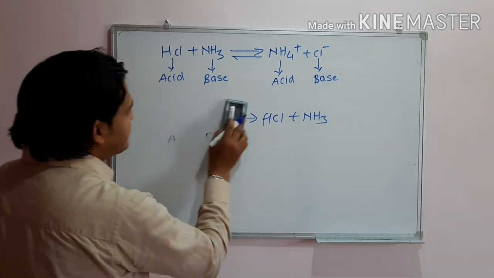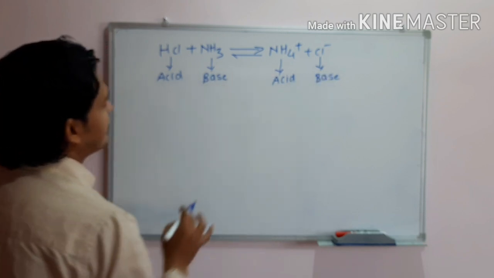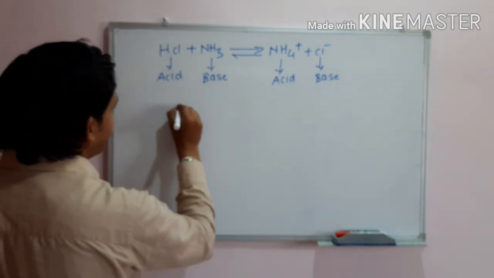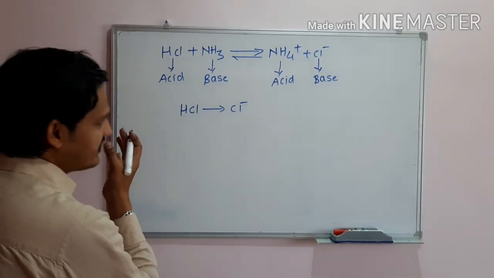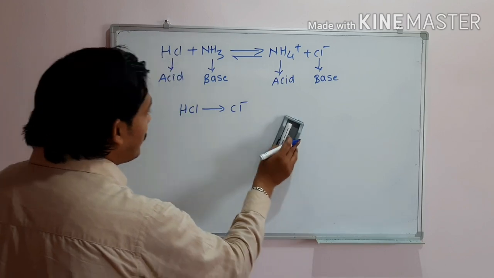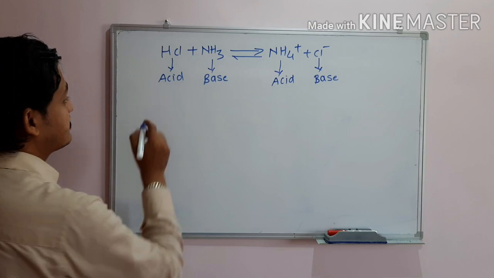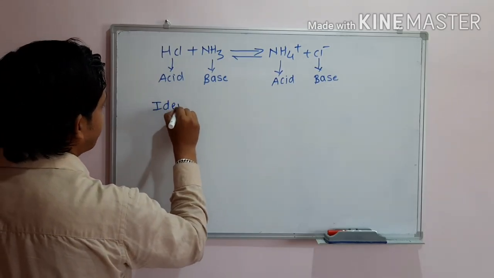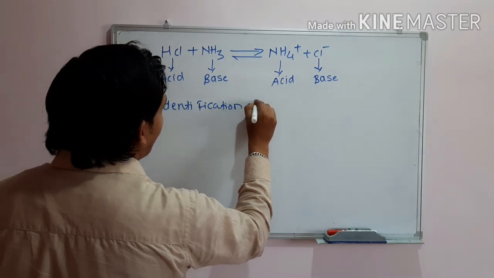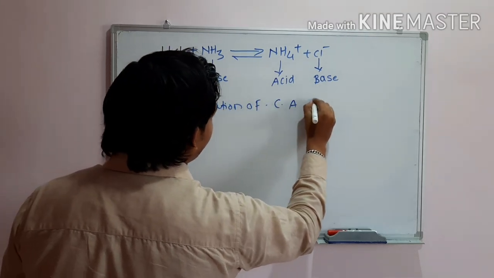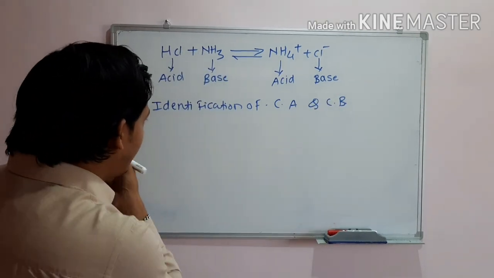Now, conjugate acid base pair means the acid and base which differ by one proton. Okay. Eka proton cha difference. Now, let us identify the conjugate acid and conjugate base. Identification of conjugate acid and conjugate base.